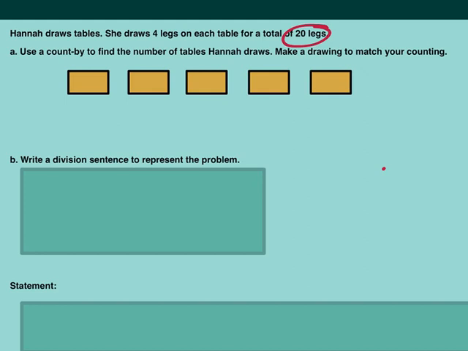The total is 20, and each table has 4 legs, so the size of each group is 4. So let's start drawing 4 legs on each table. 1, 2, 3, 4, 5, 6, 7, 8, 9, 10, 11, 12, 13, 14, 15, 16, 17, 18, 19, 20. Now the total is 20. We have 20 legs altogether.